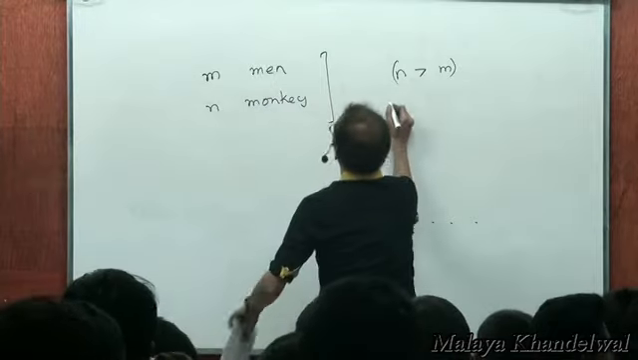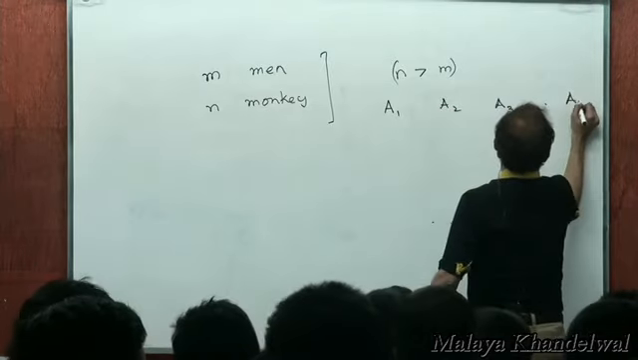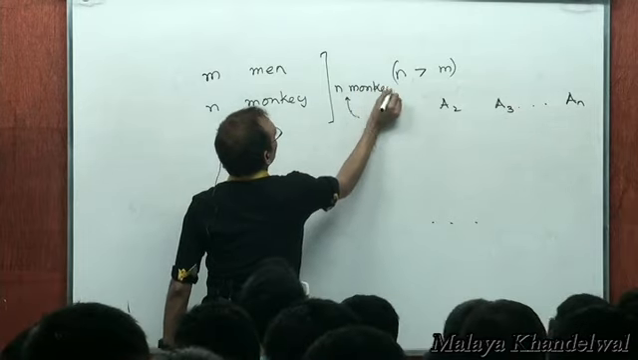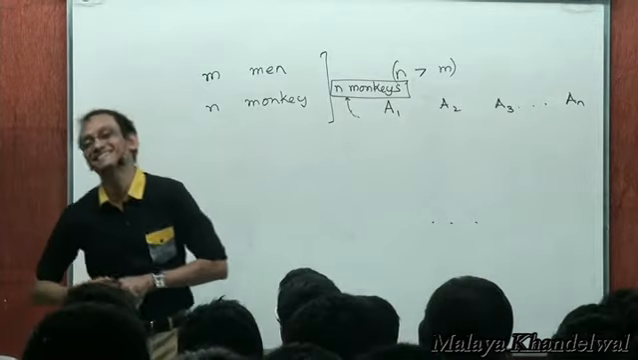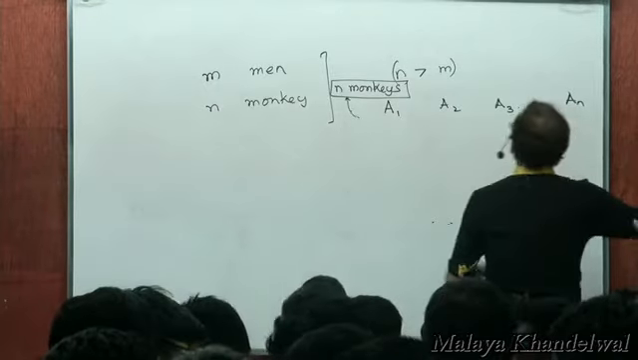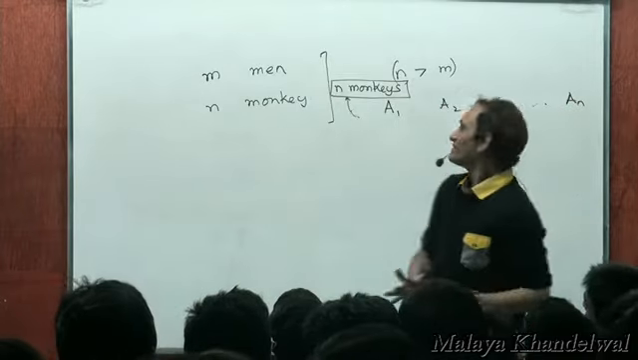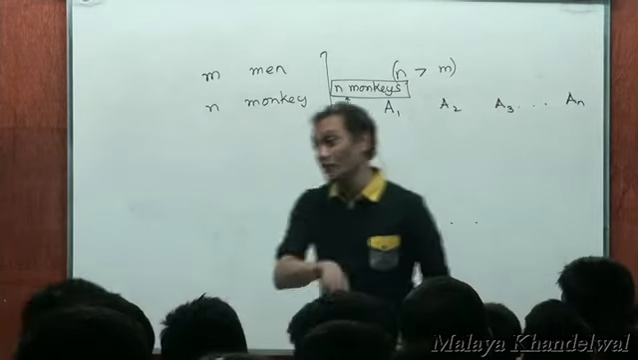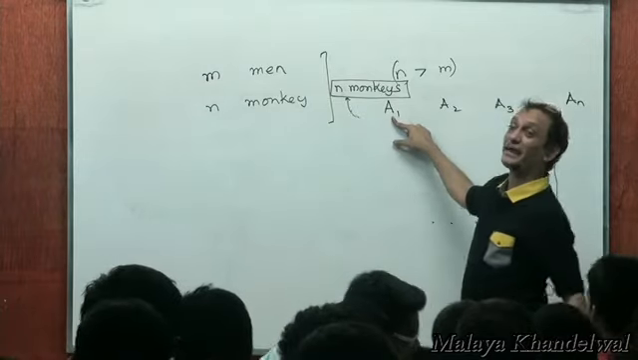Right? So these are the N monkeys, say A1, A2, A3, AN. These are the N monkeys. And we want to find the number of ways in which monkeys could have masters. Now, look. See, we will assign monkeys to masters, not masters to monkeys. Remember this, right? So let's say this monkey, call him A1.